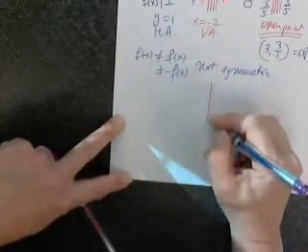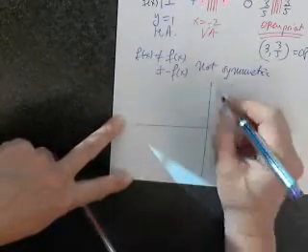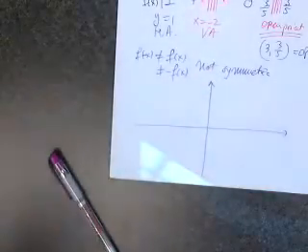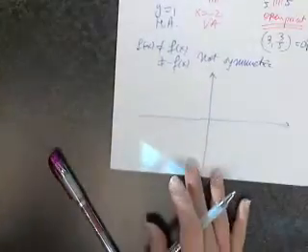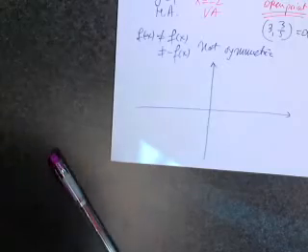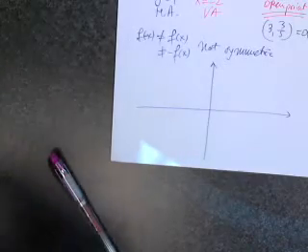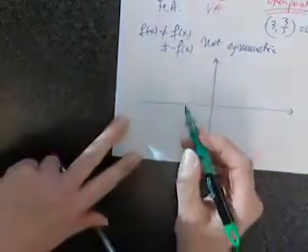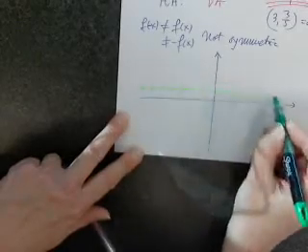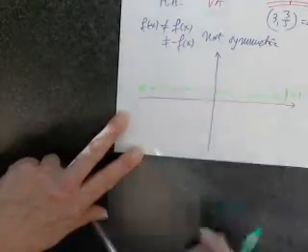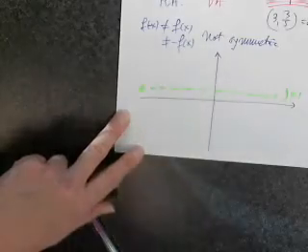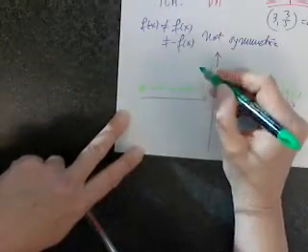Okay, I'm ready to graph. When I graph a function with asymptotes, what do I have to graph first? The asymptotes. So there is a horizontal asymptote at 1, and there is a vertical asymptote at -2.